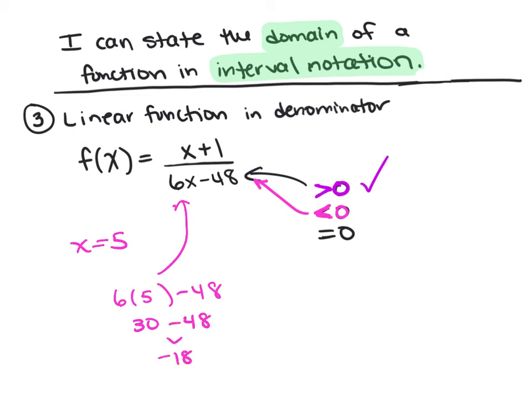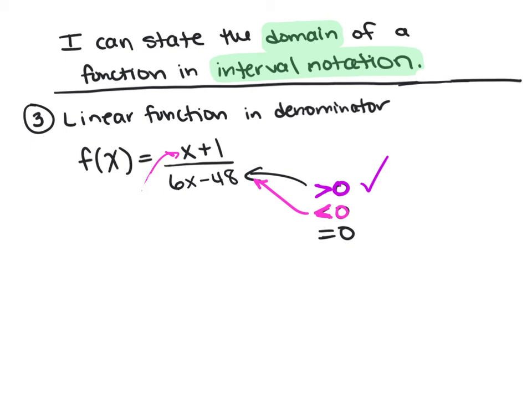Yeah, that's no problem. If I were to plug in x to be 5 in this numerator here, I'd have 5 plus 1 over negative 18, which is 6 over negative 18. Sure, that's no problem. There's no issue. So yeah, this denominator can be negative. This denominator absolutely can be negative. So let's give that a check.